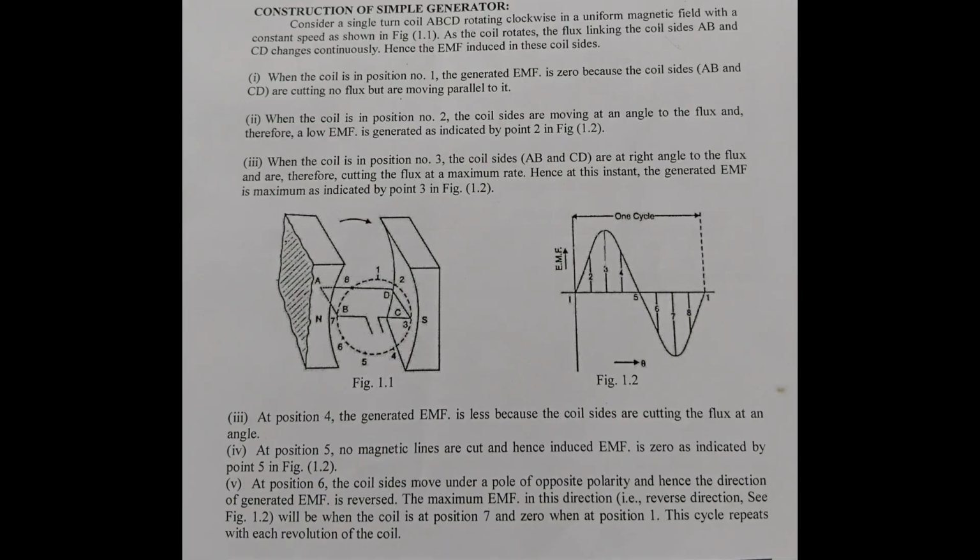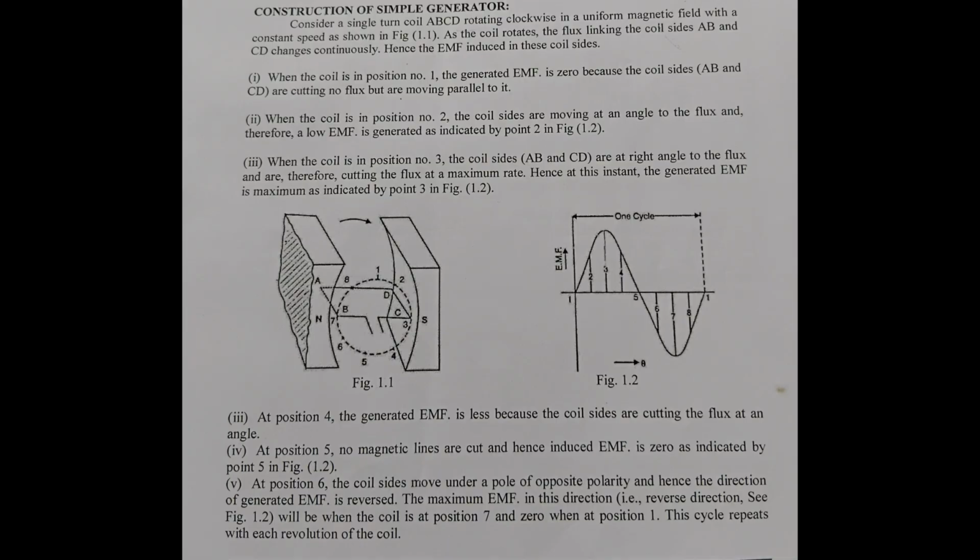Position 3. The coil is at 90 degrees to the flux. It cuts the magnetic field at the maximum rate, so the induced EMF is maximum, as seen at point 3 in the sine wave. Position 4 and 5. As the coil rotates further, the EMF decreases. At position 5, the coil is again parallel to the flux, so EMF becomes 0.